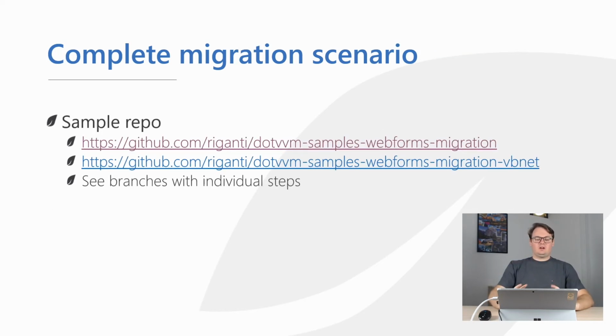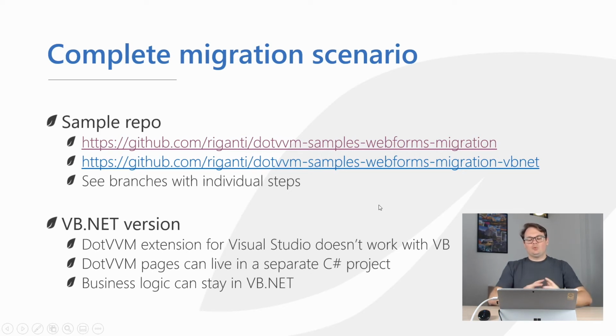Okay, so complete migration scenario means it's described in our sample repo. We have a version for C#. We have also a version for VB.NET. So if you are using ASP.NET WebForms with Visual Basic, there is a repo which shows how to do it. Unfortunately, .vvm doesn't work well with VB. So this process means that the pages and the view models will be rewritten to C#. However, the business logic can stay in VB because it will be referenced from the C# project. So your view models will be in C#, but you can call your VB functions and VB classes from the view models. So only the UI will use C# as a language, but if your business logic is in VB.NET, you can still use this scenario.